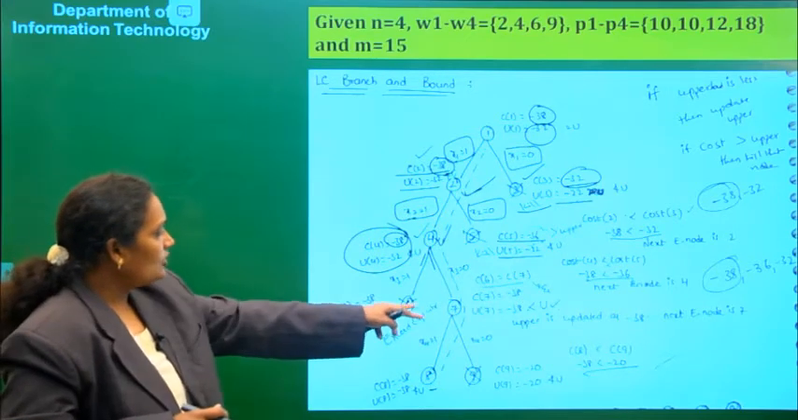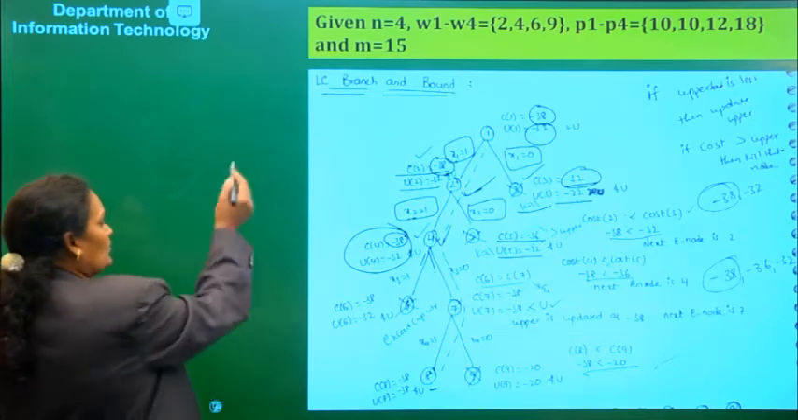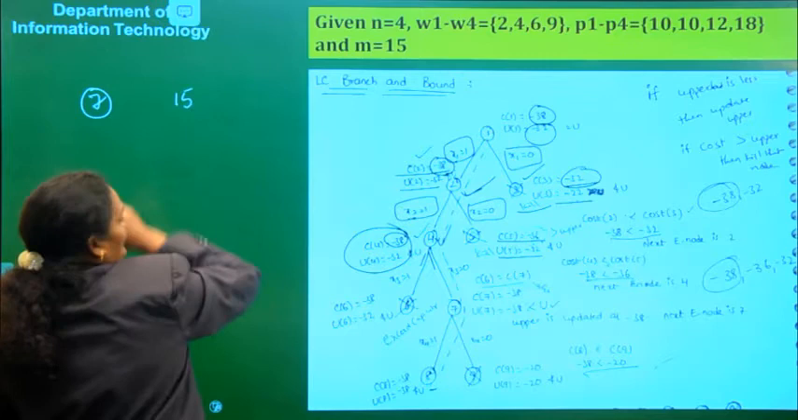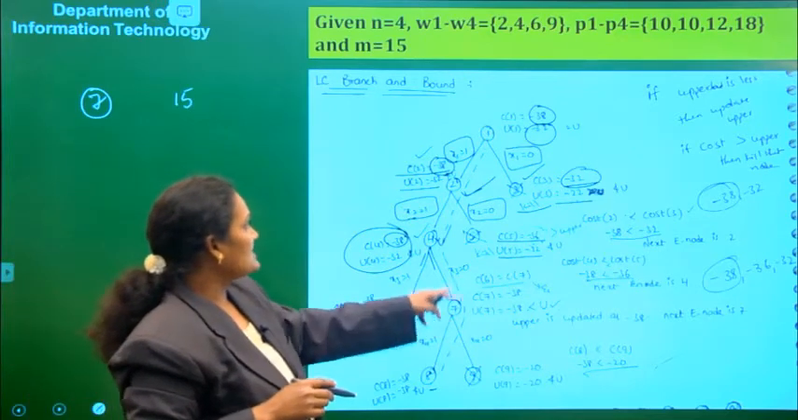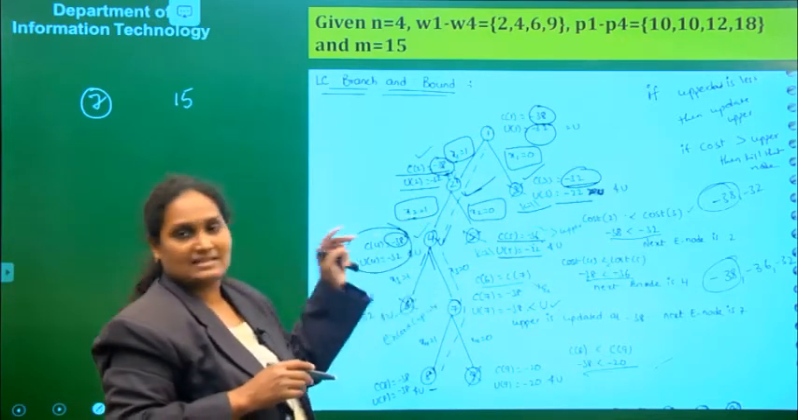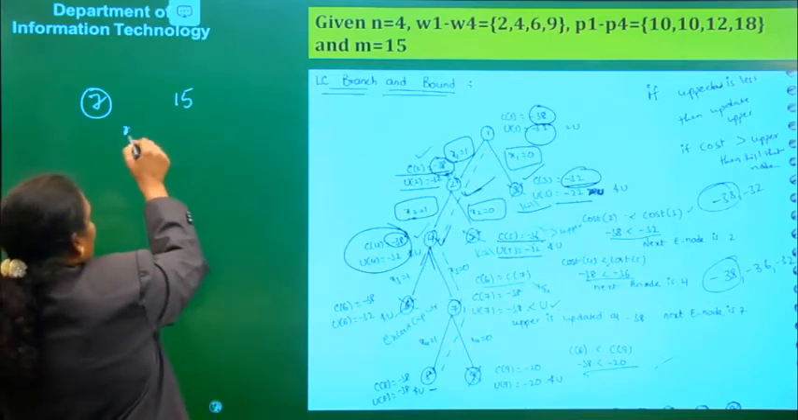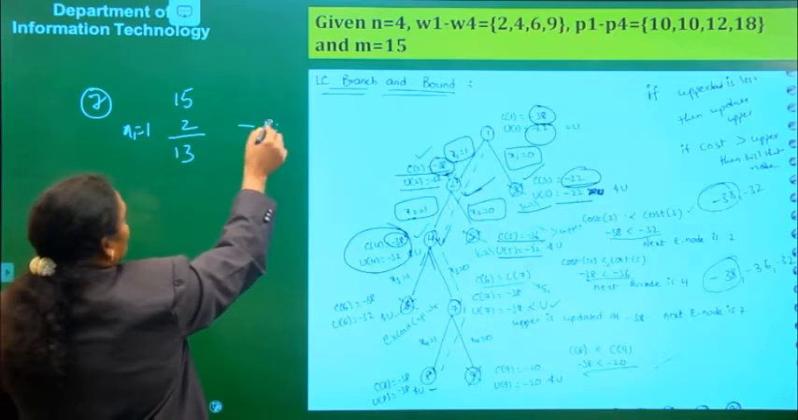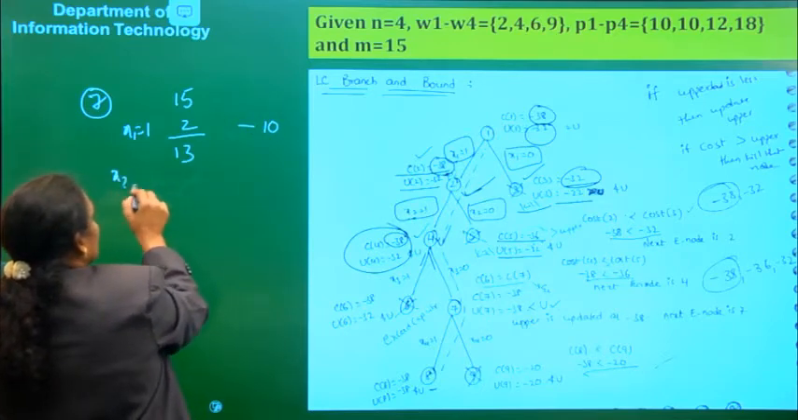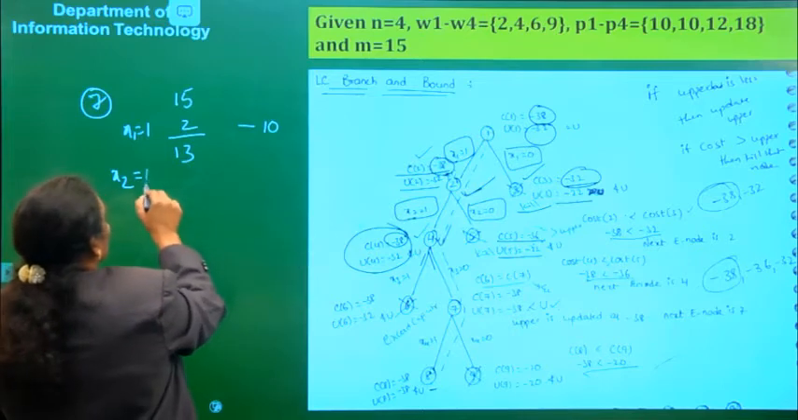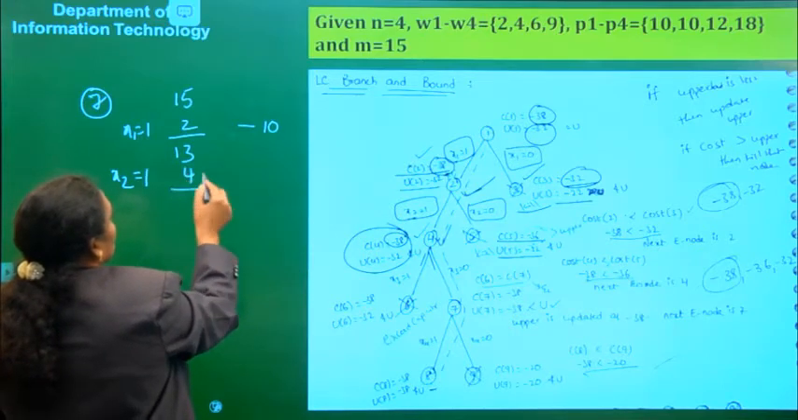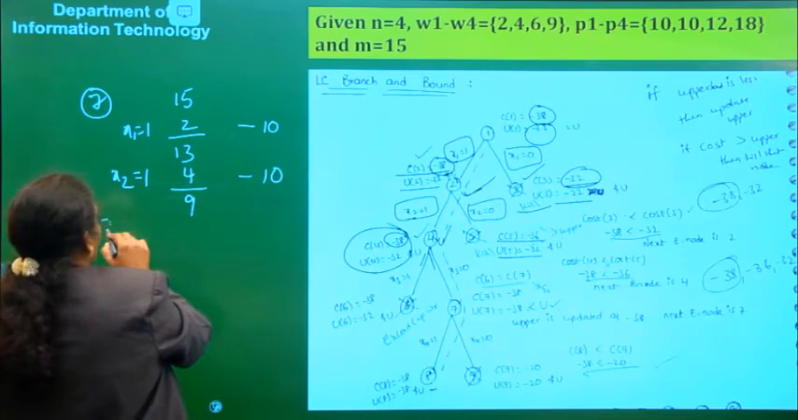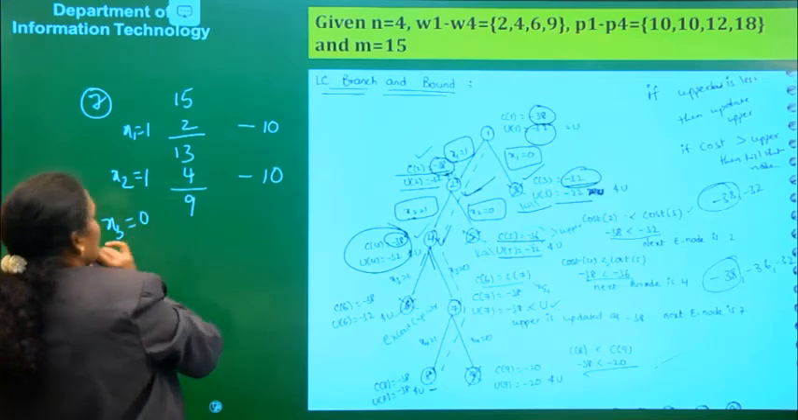Okay. Now let us see how to calculate at node 7. At node 7, 15 is the capacity. Now how are we coming to node 7? x1 is 1, x2 is 1, x3 is 0. Here x1 is 1, so 2 is placed and the remaining is 13 and the profit earned is minus 10. If I place x2, the remaining is 4 and I will earn a profit of minus 10. And here x3 is 0.